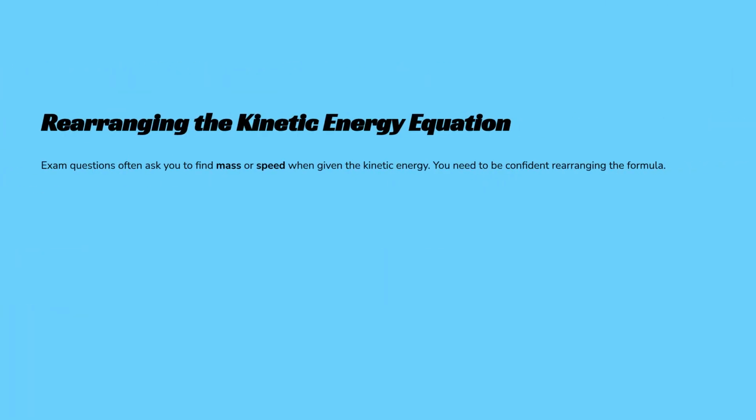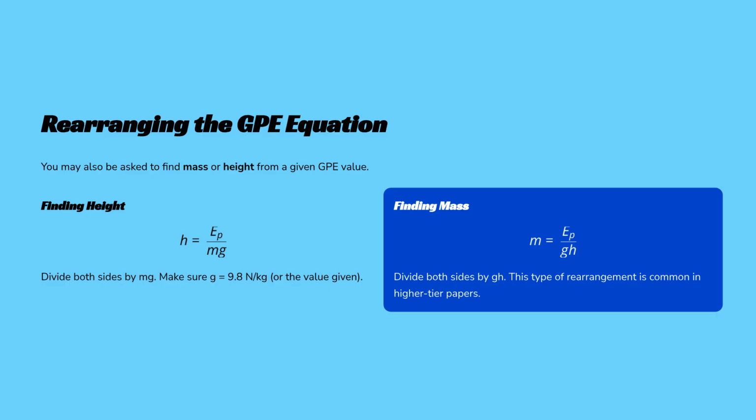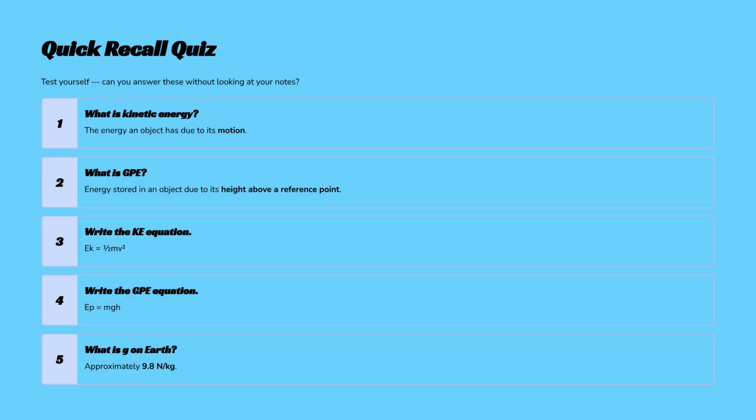If you need to rearrange the kinetic energy formula to find mass or speed, remember that speed requires a final square root step to isolate the variable correctly. Similarly, to find mass or height from GPE, simply divide the energy value by the known constants. Consistency with units is key here. Finally, always follow a structured approach. State the formula, show your substitutions with units, and provide your final answer with the correct unit, which is joules for energy. Let's do a quick recall quiz.